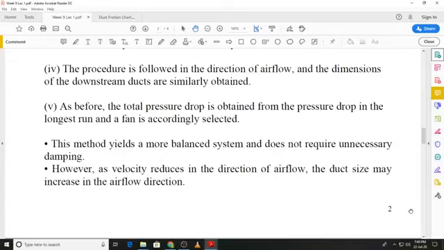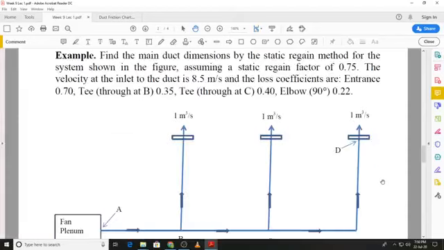And I will now look at the application of this method to a part of a very simple duct layout. So we will move on to the example problem next. So we have a simple duct system with 3 diffusers, each having a flow rate of 1 cubic meter per second, and you are shown where the fan plenum is.